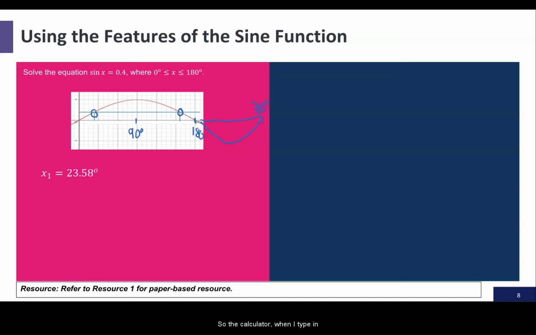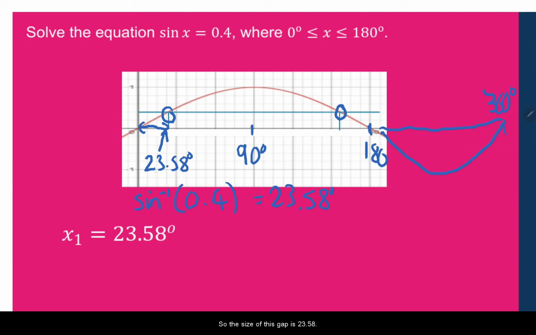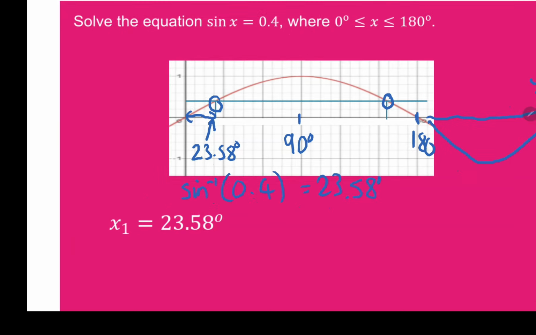So the calculator, when I type in inverse sine 0.4, it gives me 23.58 degrees, which is this one here. So therefore we know the size of this gap here. Just zoom in a second. So the size of this gap is 23.58.